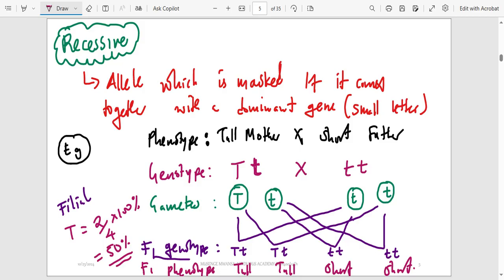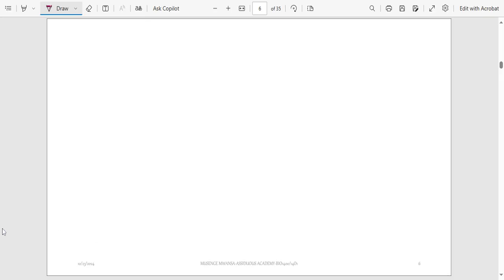So in genetics, we have got also what we call a test cross and a back cross. So what do these mean? Starting with a test cross.